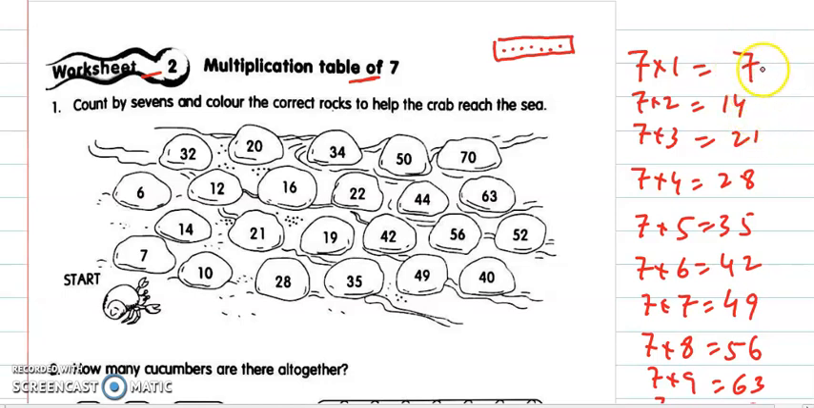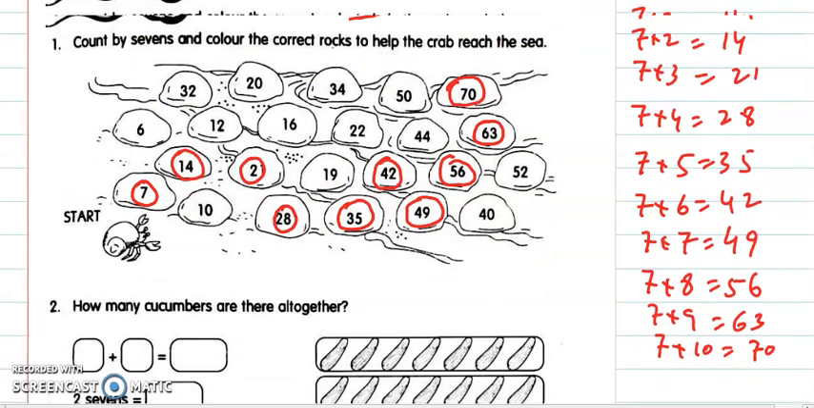If we start from 0 and jump by 7, these numbers will appear over here. So like the first one, 32 is not in the counting of 7, 20 is not, 34 is not, 50 is not. Yes, 70 is in the counting of 7, so we will circle that one. Also, from here, 63 is in the counting of 7, 14 is, 7 is, 21 is, 28 is, 35 is, 49 is, and we have 7, 14, 21, 28, 35, and then 42. Yes, 42 is here. I'll circle 42 also. 49, 56 we have to look for. Yes, here is 56. So if we choose this path, then we can reach the sea.